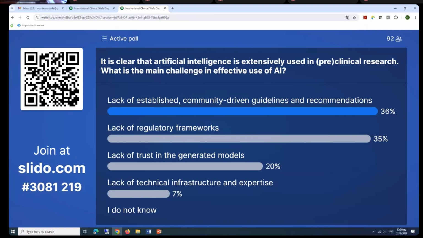I also voted for trust. In a current project we are performing on in silico trials in cardiology, we learned, because we had contact with the regulatory bodies, that the first point was the validation. They were not happy with the validation, with the number of cases used for validation, with the type of validation, it was aggregated and so on. So they had no trust in the validation.